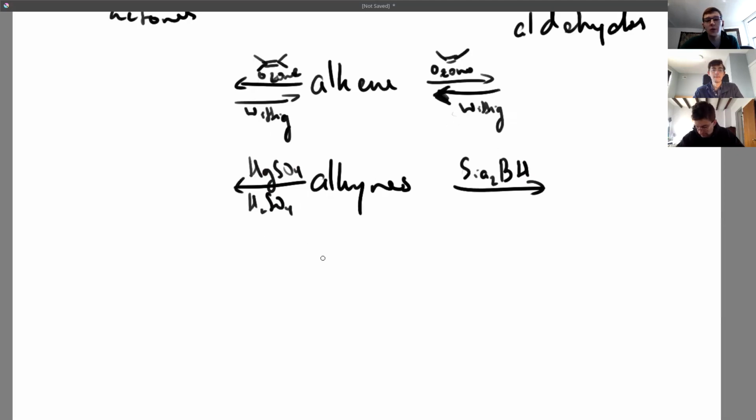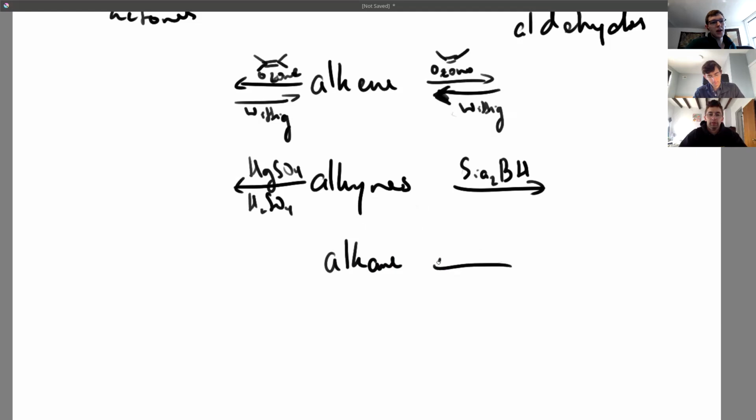There's no way to go backwards to take a ketone or an aldehyde and go to an alkyne. That's a bit complicated of a reaction. In general, organic chemistry here doesn't really cover how to make alkynes. I think in the book there's a brief mention about how to do it, but we don't worry about it so much.